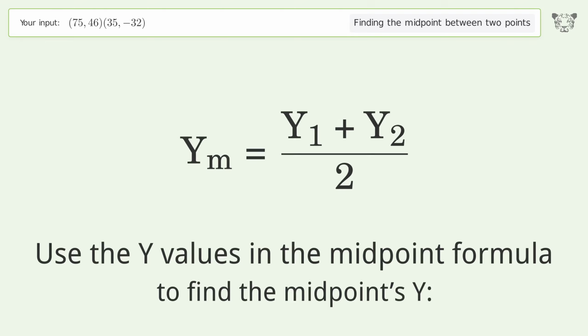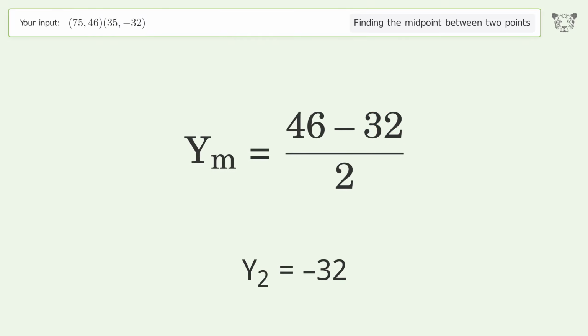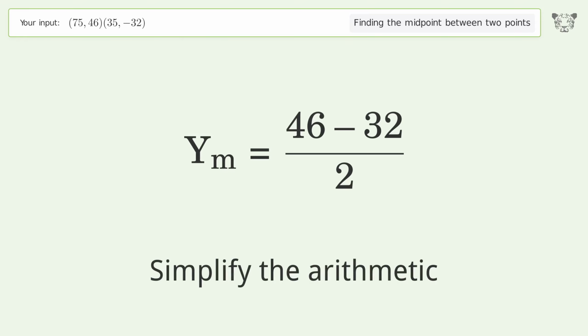Use the y values in the midpoint formula to find the midpoint's y. y1 equals 46. y2 equals negative 32. Simplify the arithmetic.